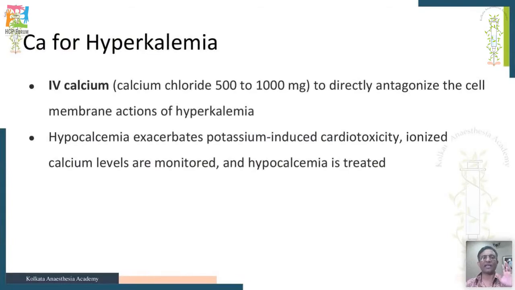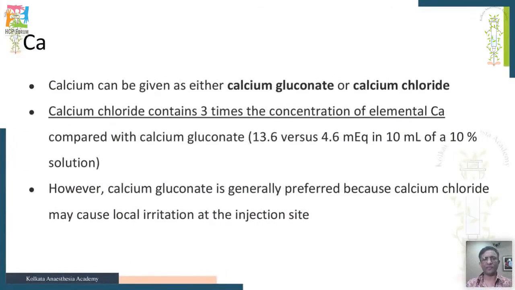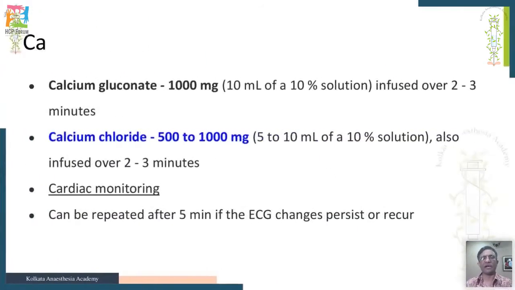Calcium for hyperkalemia is IV calcium, calcium chloride 500 to 1000, and it directly antagonizes the cell membrane actions of hyperkalemia. This is how calcium would work. You can give gluconate or chloride. Chloride contains 3 times the concentration of elemental calcium, but chloride is very, very irritant. It's very unlikely that you can give chloride through a peripheral vein. You have to give it through a central line. So calcium gluconate, therefore, is the more preferred approach.